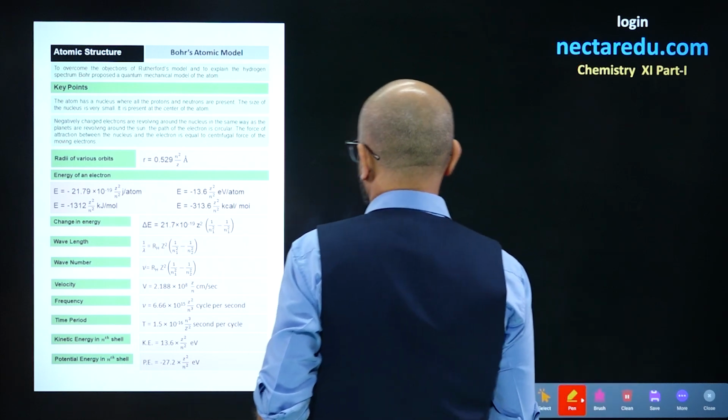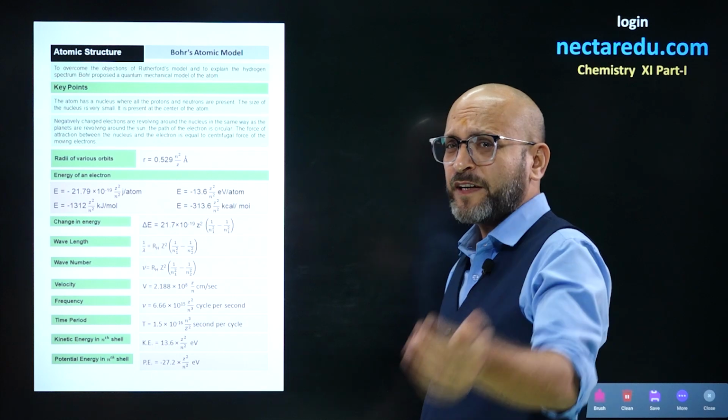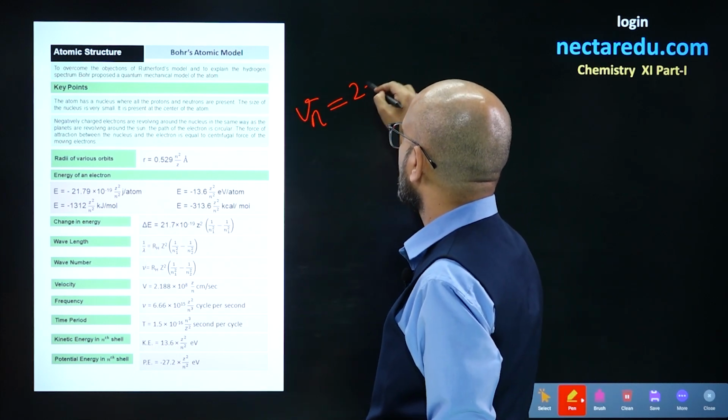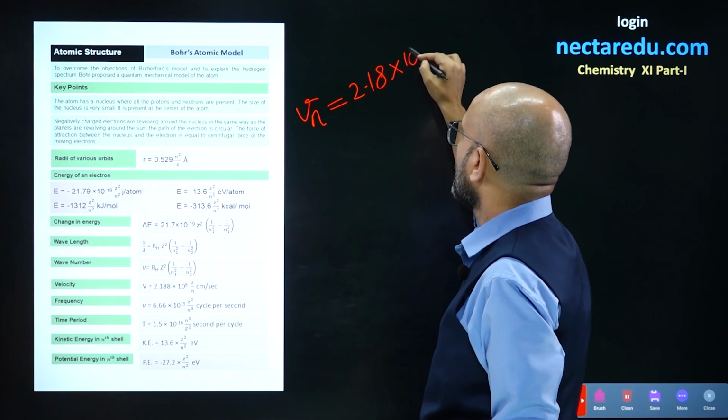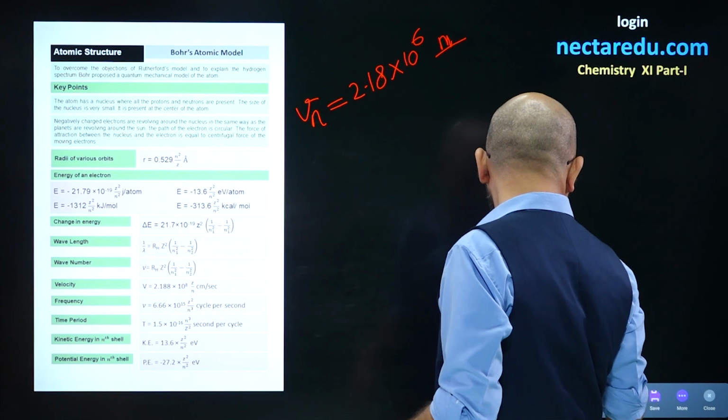Let's move ahead. Next is the formula for speed of electron. What is the formula for the speed of electron? The speed of electron has a formula of 2.18 into 10 to the power 6 meter per second.